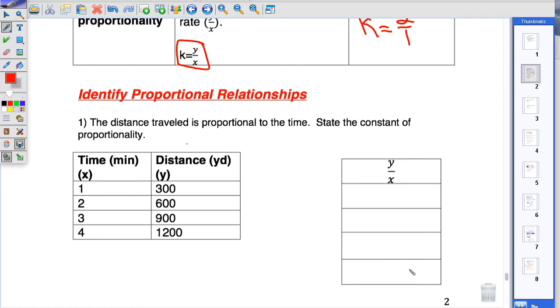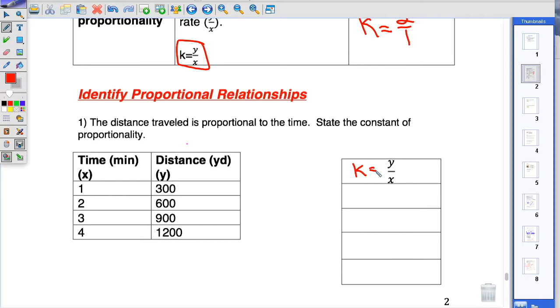Identify proportional relationships. The distance traveled is proportional to the time. State the constant of proportionality. So in our table, we have our time in minutes, which is our x value, and our distances in yards, which is our y value. We want to figure out the constant of proportionality. The constant of proportionality is your y over x.